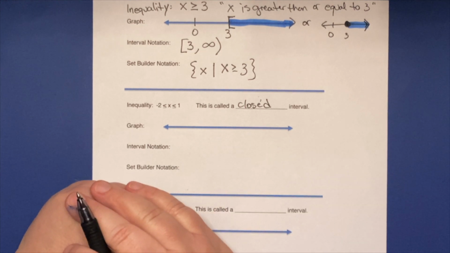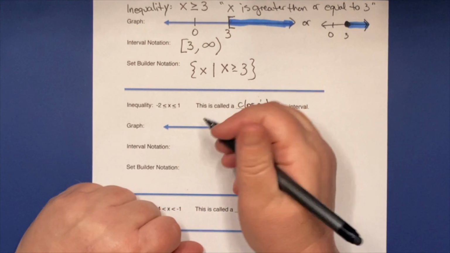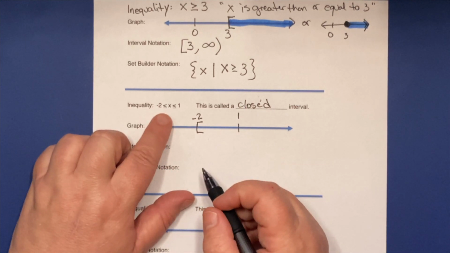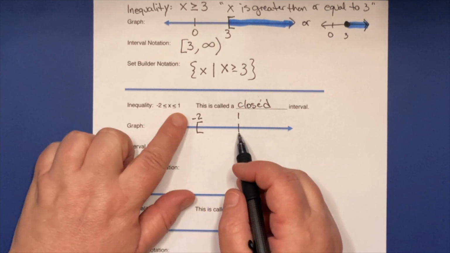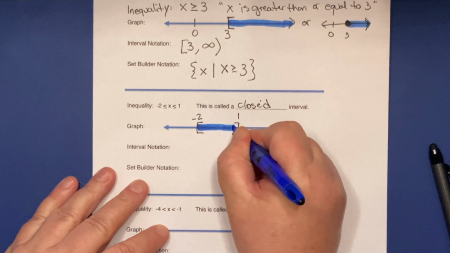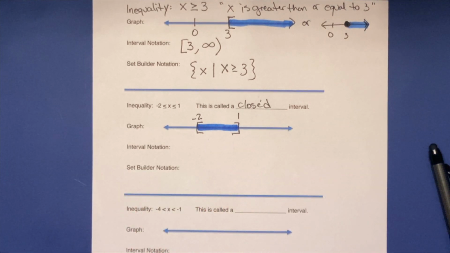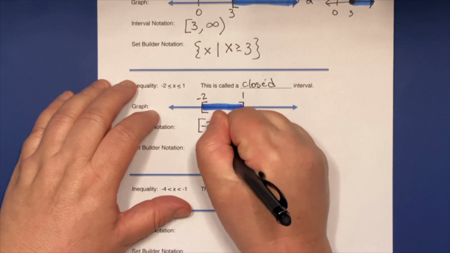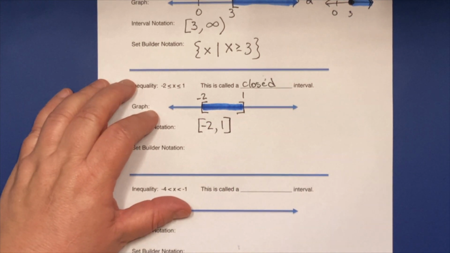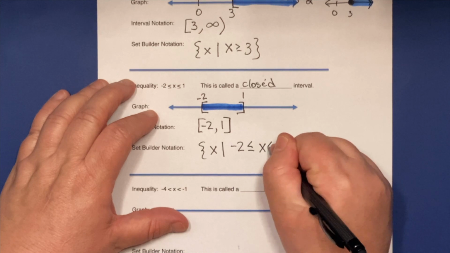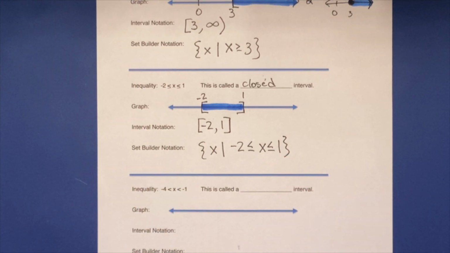What I find easy about this one is you don't have to worry about 0 or 3. You just find the 2 points. One is -2, one is 1. You start at -2, it's got a bracket because there's an equals there. You go to 1, it's also got a bracket because there's an equals there, and you color in between. Which I think, personally, is sometimes easier than worrying about infinity and negative infinity. Interval notation, once you've got the graph down, start at -2, go all the way up to 1. And then set builder notation, again, x such that -2 is less than or equal to x is less than or equal to 1. And you could do all the other fancy stuff if you'd like. So that's a closed interval.